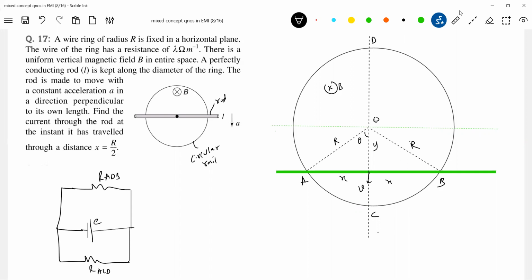So we'll get the theta triangle. These are r by 2. Sorry, this is r by 2. Y is equal to r by 2. It is asking a condition like this: find the current through the rod at the instant it has traveled a distance x equal to r by 2. This only. I think this x will get confused. So we'll do one thing. I'll make it smaller.